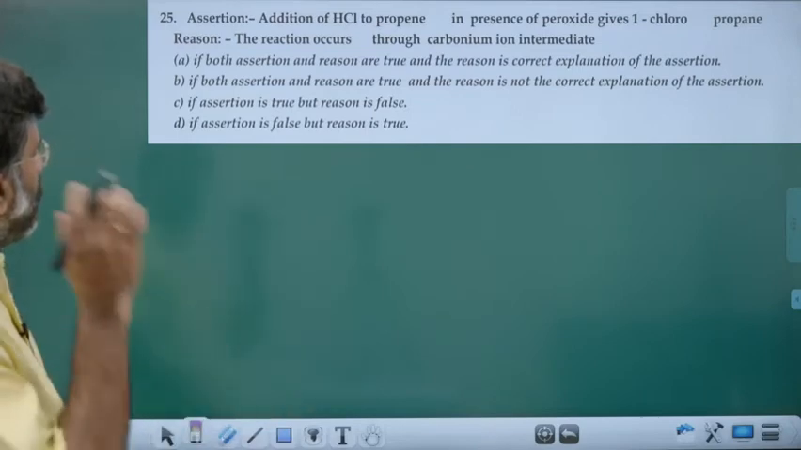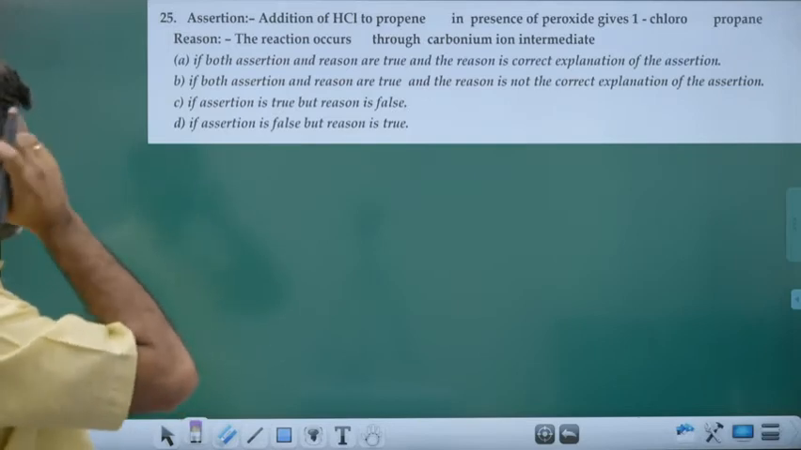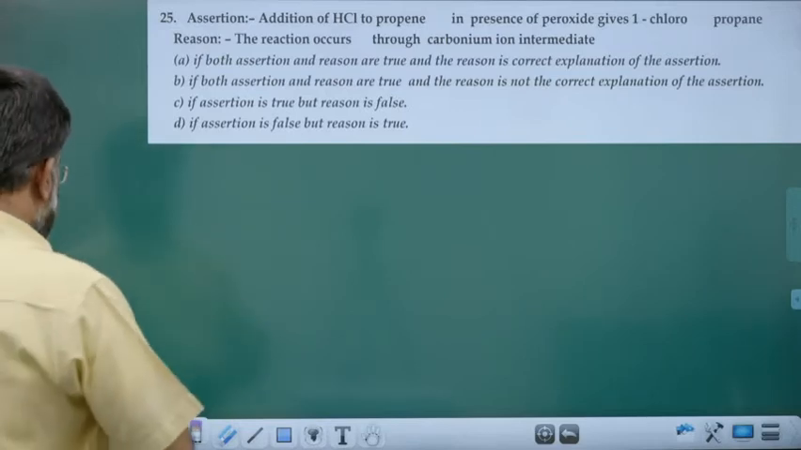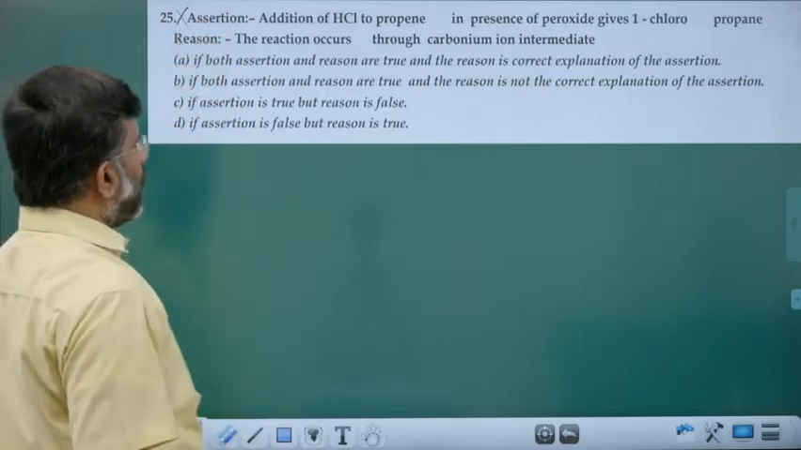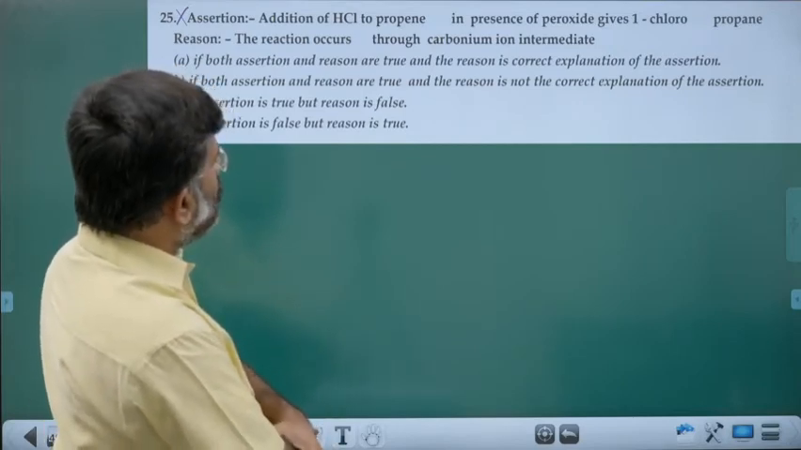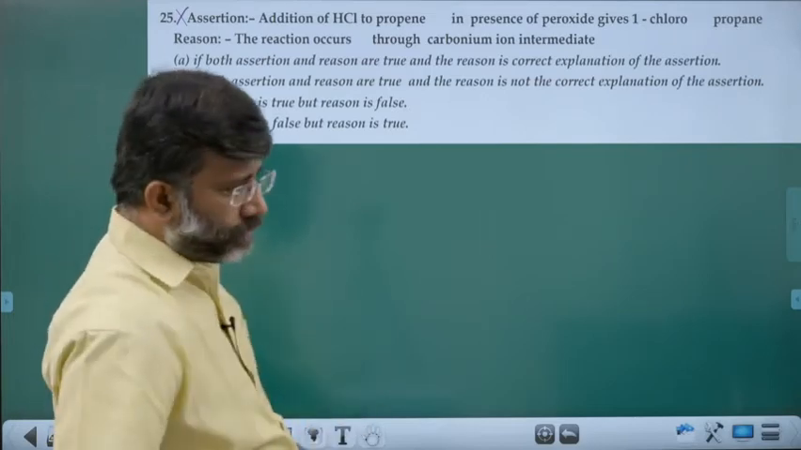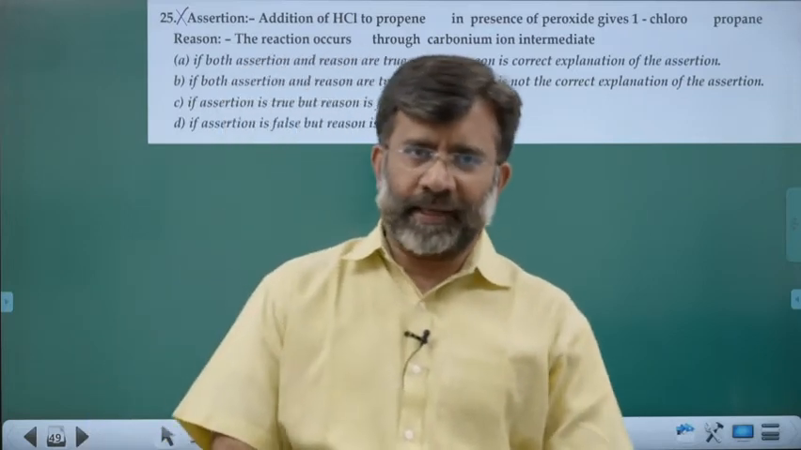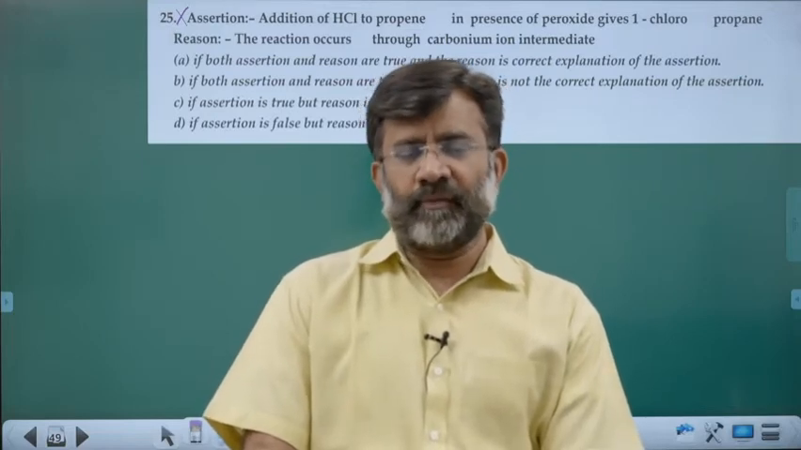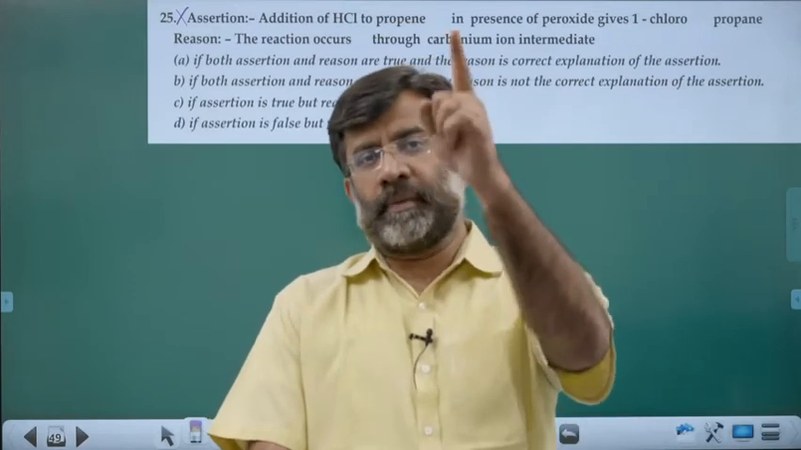Addition of HCl to propene in presence of peroxide gives 1-chloropropane. The reaction occurs through carbonium ion intermediate. Assertion is wrong. See, that statement is partially correct, partially wrong. You get 1-chloropropane and 2-chloropropane. 2-chloropropane is the major product.